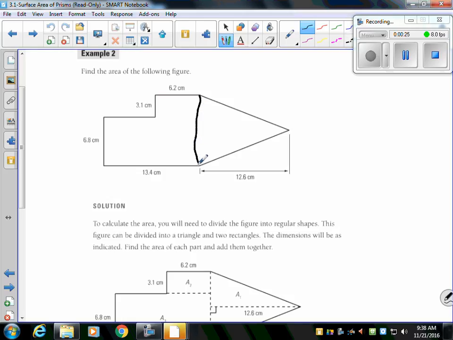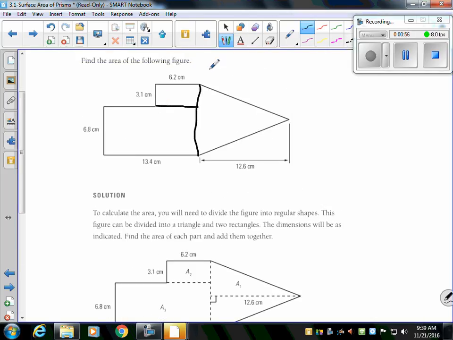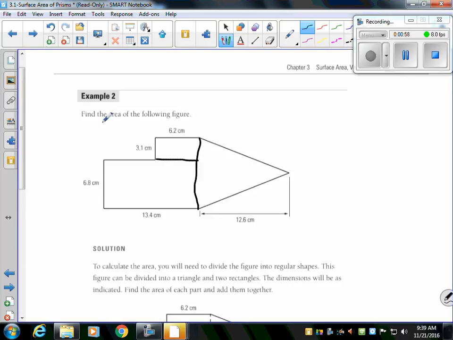if I can draw a straight line, to make a triangle with a height of 12.6 and a base of 6.8 plus 3.1, so a base of 9.9. Okay, now we can choose, we could cut it here, or we can cut right here and make two rectangles, one length 13.4 and width 6.8, and another length 6.2 and width 3.1.